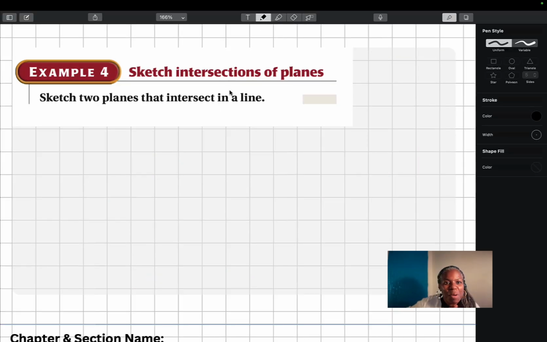All right, let's talk about example 4. It says, sketch 2 planes that intersect in a line. This is a hard drawing for some kids. Some kids are great at it. It took me a little bit of time to learn how to do it too. Here's what I'm going to show you.